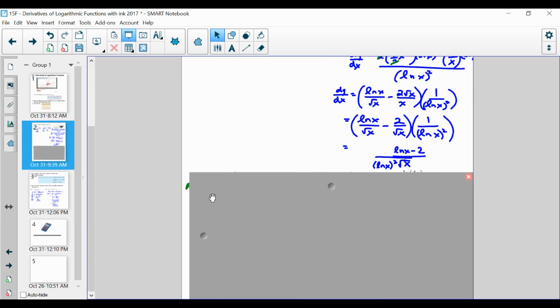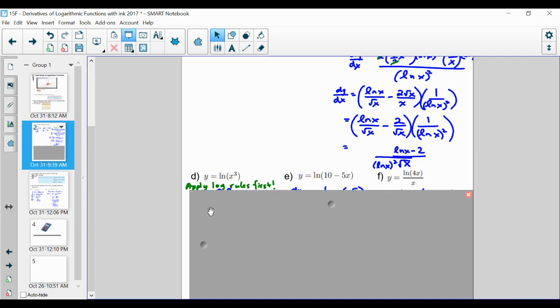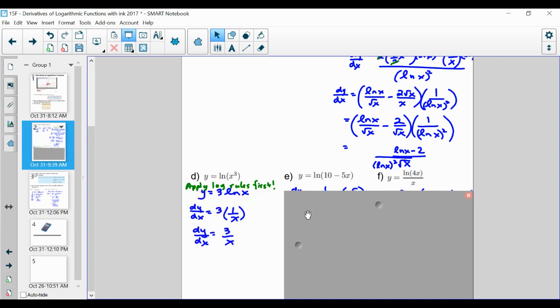Okay, in these scenarios down here, for ln of x cubed, I can start by applying my log rules first, and we're going to do some more examples of that later on in our next video. But here I can drop the 3, keep the ln x, then taking the derivative of ln x is much simpler. If I didn't do that, I would still get the same answer, but that's just a way to simplify.